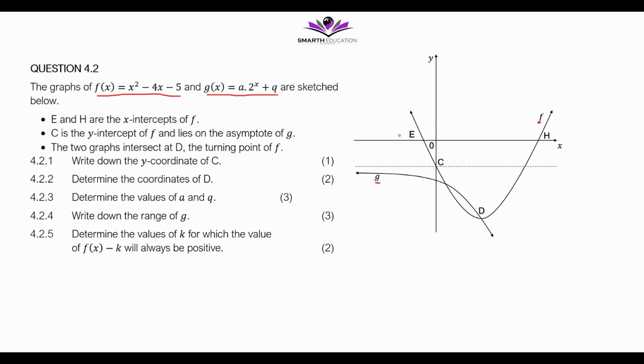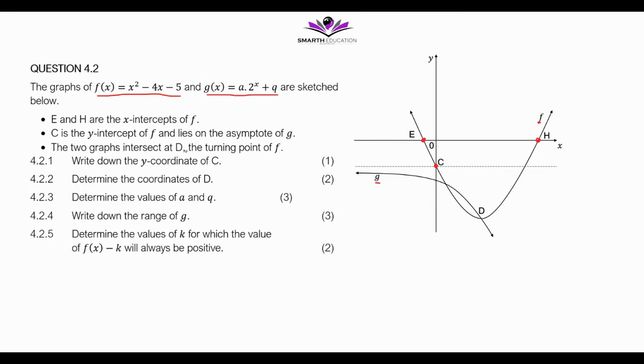E and h are the x-intercepts of f, that is E there. C is the y-intercept of f and lies on the asymptote of g.